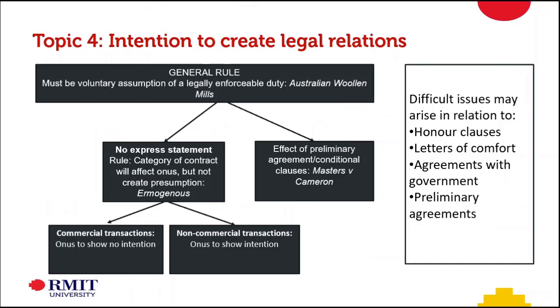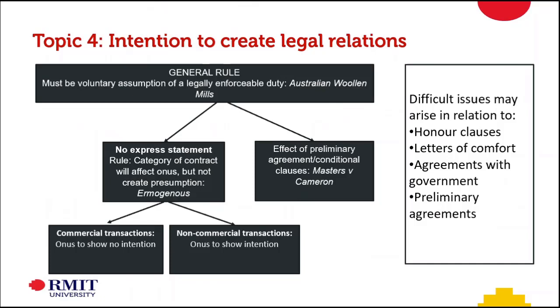Difficult issues can arise in relation to honour clauses, letters of comfort, and sometimes agreements with government. Intention can be particularly fraught with government contracts. When we think about Papua New Guinea and Lae, it was a territory of Papua New Guinea and Lae, something like that. And when we think about woolen mills as well, there are some constitutional and other issues there about whether or not there is capacity. But in relation to contracts with government, you really need very explicit statements that the government in fact intended to be bound as well as have the capacity to be bound.